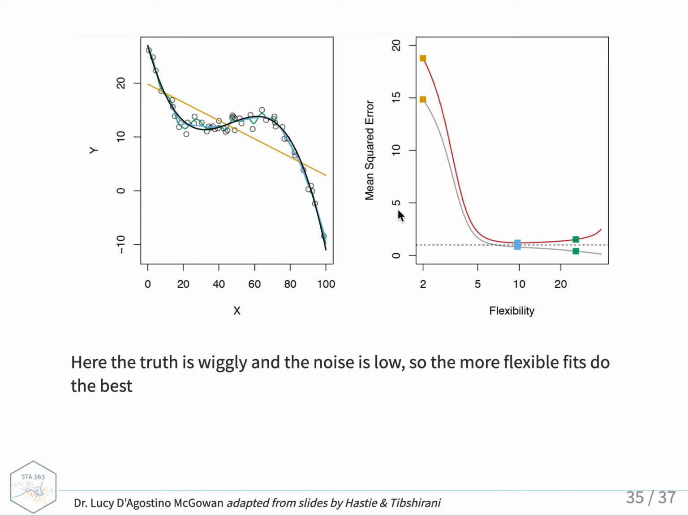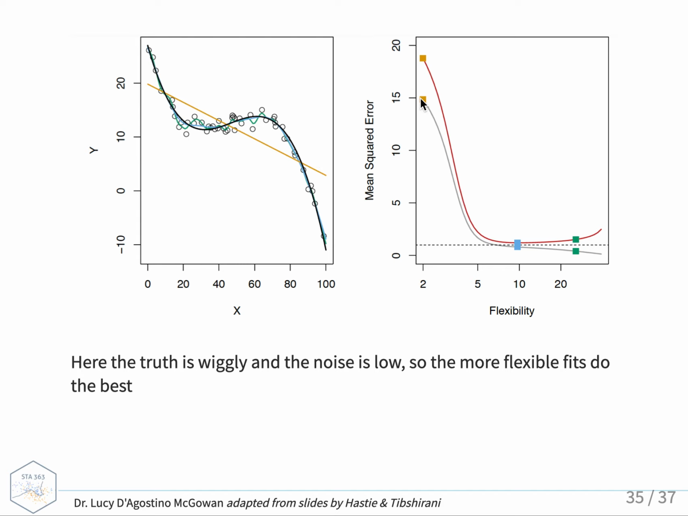Here, the truth is wiggly, but the noise is low, so more flexible fits do best. And so here we've got this black line again, which is my truth. I've got a blue that falls a little bit under that, and then I've also got my green that is not too far off from that either. And then I have my orange, which is my linear fit, which really doesn't fit this particular noisy model.